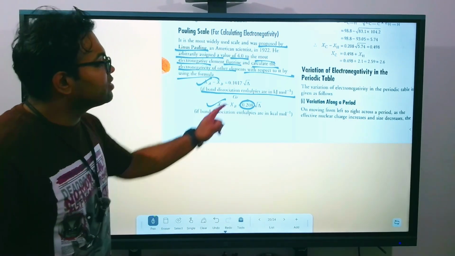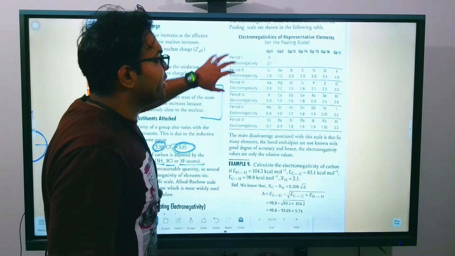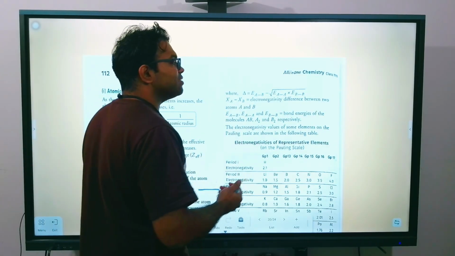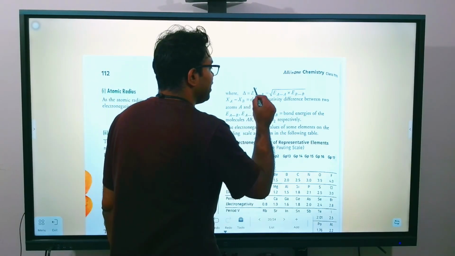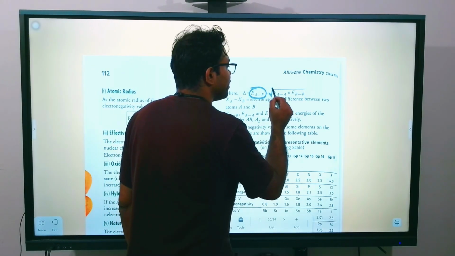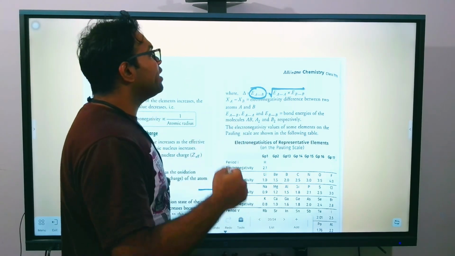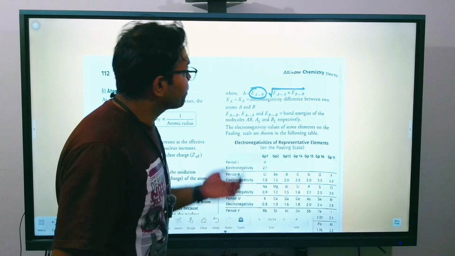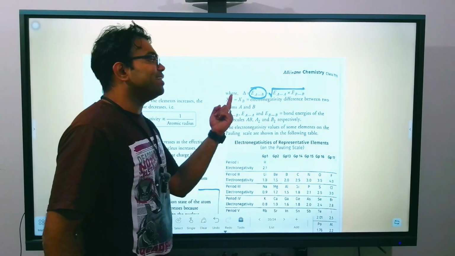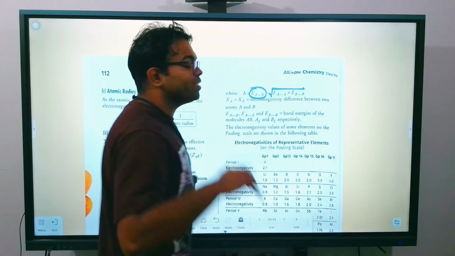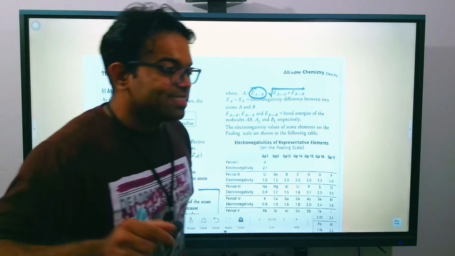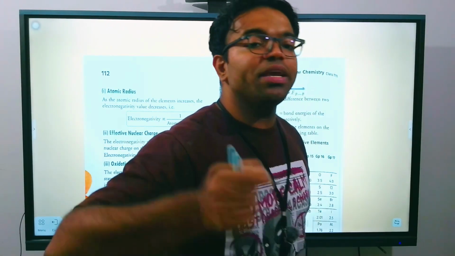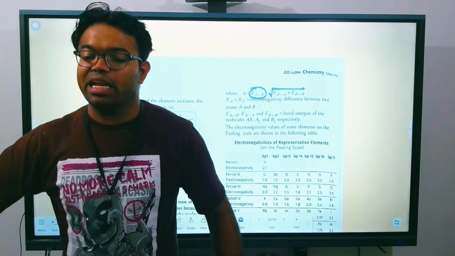One more formula is there which is called delta. We'll observe what delta looks like. What is the meaning of delta? Delta is EAB minus root under EAA multiplied by EBB. XA minus XB, what does it mean? XA minus XB is the electronegativity difference between the two atoms A and B. XA represents the electronegativity of the element A. XB represents the electronegativity of the element B.